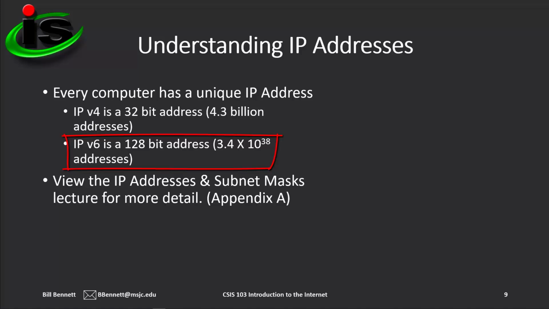The major advantage of IPv6 is that the number of addresses is billions and billions and billions times larger than the nearly 4.3 billion addresses available in IP version 4.